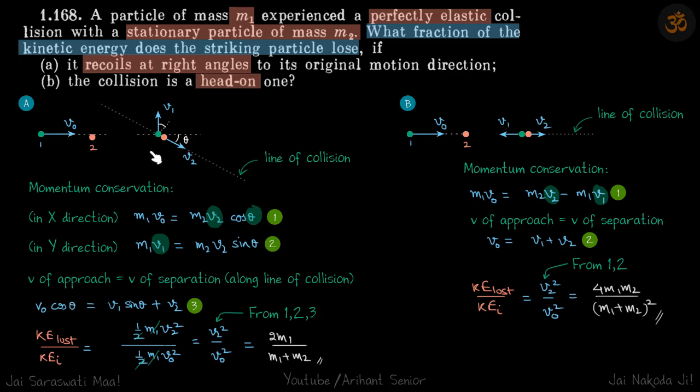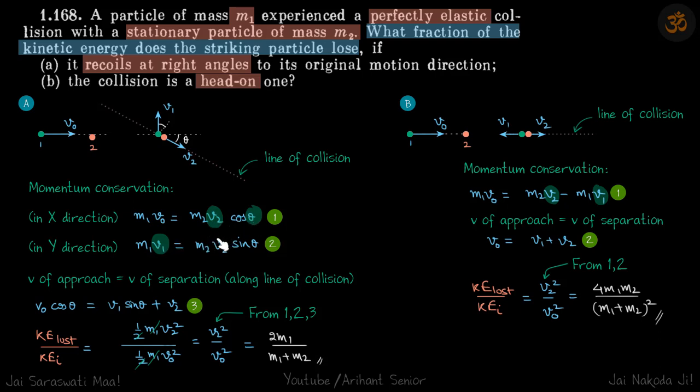So velocity of approach along this line is v0 cos theta. And final velocity of separation is v2 plus v1 sin theta. Because they are going in separate ways, that's why we need to add. That is the velocity of separation. So in these three equations, we have three variables: v2, v1 and theta.